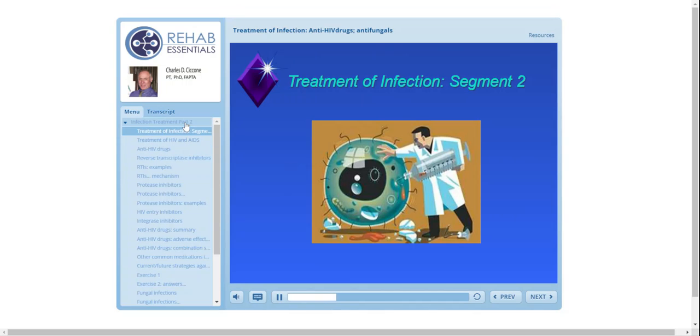As I said, we're going to talk about... So here we go with part 2 of the treatment of infection. And as I said, we're going to talk about a specific type of viral infection that is very important and a huge problem worldwide, and that's HIV. And we'll then segue over to treatment of common infections that are caused by fungi. So let's get started by talking about HIV.